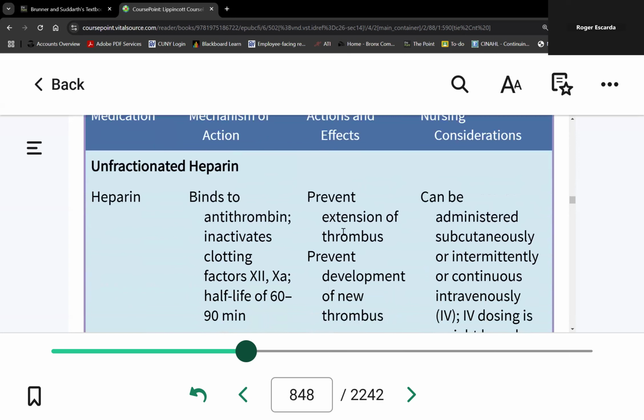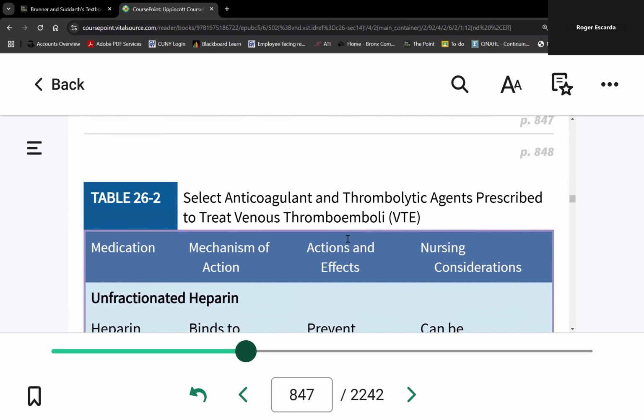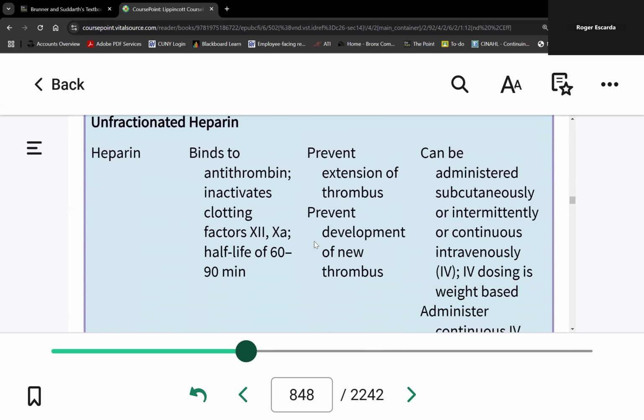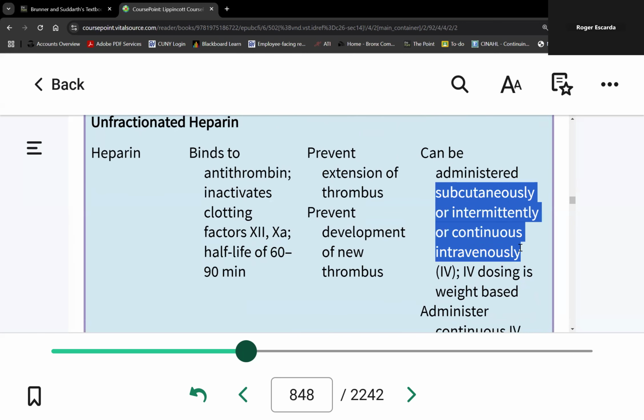Okay, let's discuss the medications now. Table 26-2. Unfractionated heparin. This can be given either sub-Q or continuous IV infusion. The half-life of IV heparin is 60 to 90 minutes. What does it do? It prevents extension of a clot and prevents new clots from forming, as we mentioned earlier.